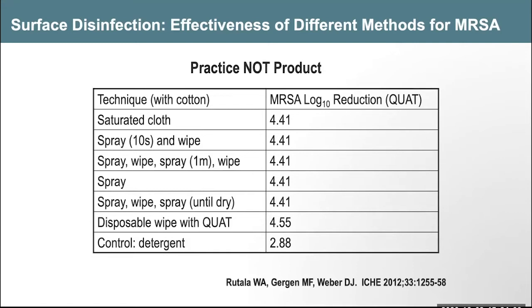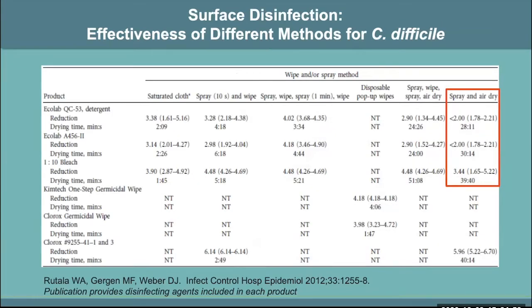But here you can see we used a disinfectant, we used a spray and a wipe, a saturated cloth, a spray-wipe-spray, a spray just alone without any wiping. They all work with more than 4 log reduction. With the detergent, in which case we were actually wiping with the detergent, you got substantially less. So again, the disinfectant has to have contact with the contaminated surface, but it doesn't really matter how you get the disinfectant onto the surface. Obviously, if you're using a wipe, you're getting some physical cleaning as well. But if you have the right disinfectant, you don't need it.